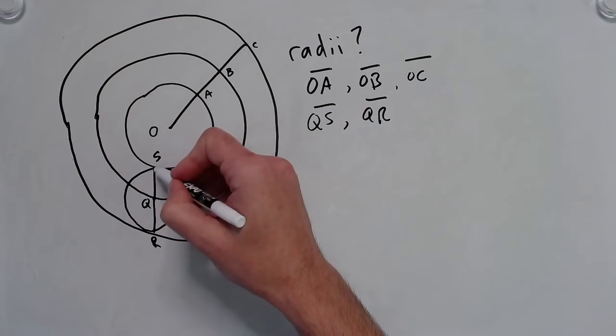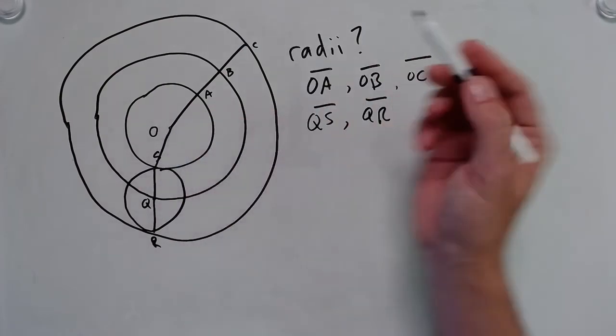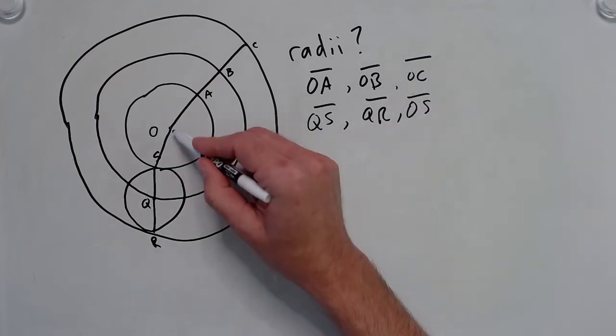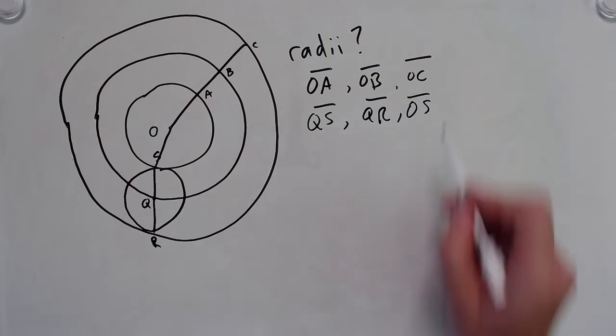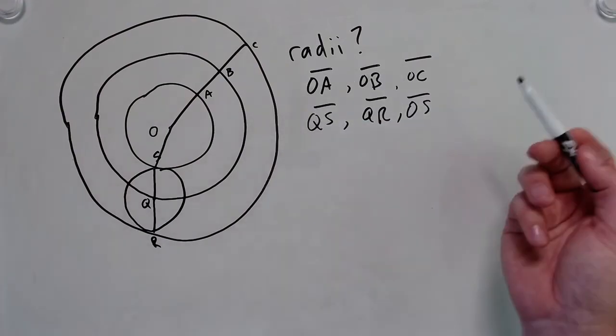Now we could take this point S and connect it to O and have a 6th radius if we wanted to. So right now we have OS as a newly drawn radius between O and S. So of these 6 radii we've drawn, which are congruent to each other?